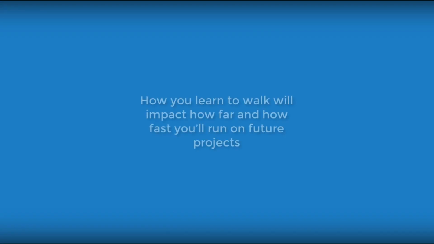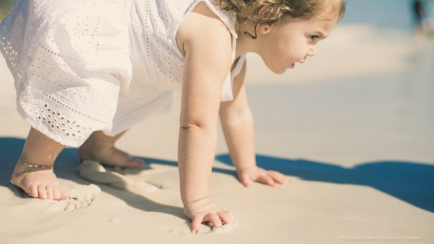How you learn to walk will impact how far and how fast you'll run in future projects. Here is a mind shift you need to tackle. You are now focusing on experiencing and sharing the journey of how to microservice, instead of just getting it done on your first draft. The number one goal is to learn how to deliver in microservices. There are no cutting corners.